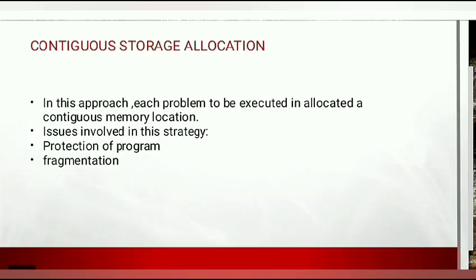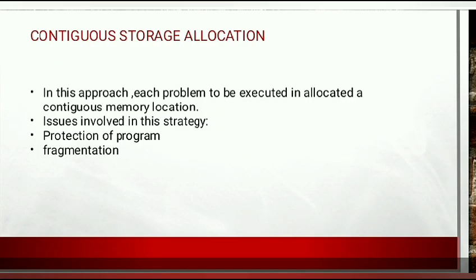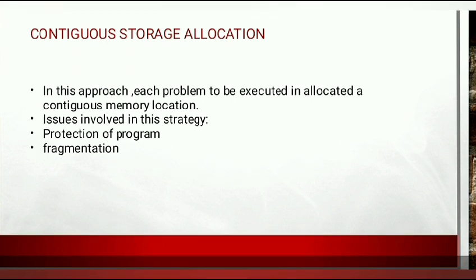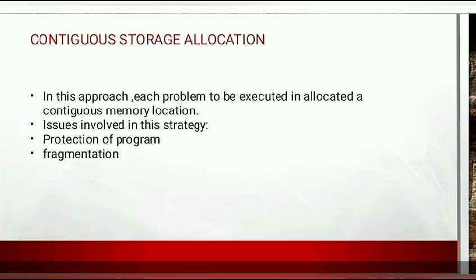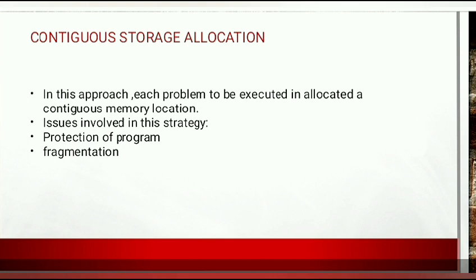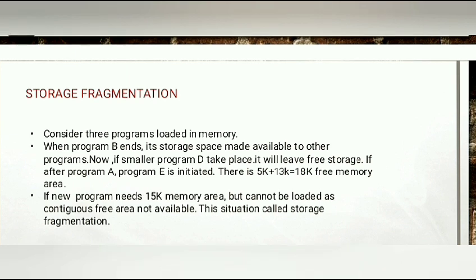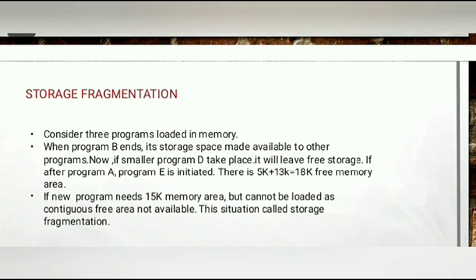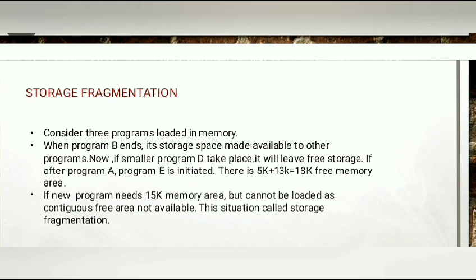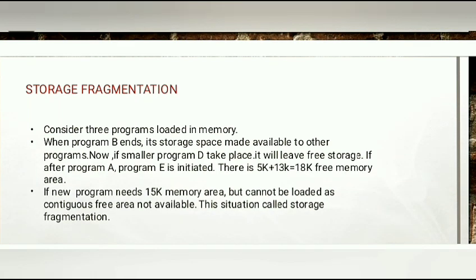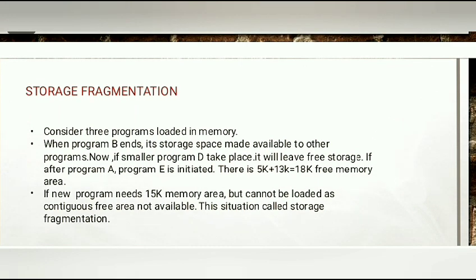In contiguous storage allocation, each program to be executed is allocated a contiguous memory location. Some issues involved in the strategy are protection of a program as well as fragmentation. So let's see the fragmentation situation. Consider three programs loaded in a memory A, B and C. Suppose when program B ends, its storage space is made available to some other program. Now suppose a smaller program D takes its place and leaves free storage. Now let's see a new program when initiated after program A. So there will be some free memory area left.